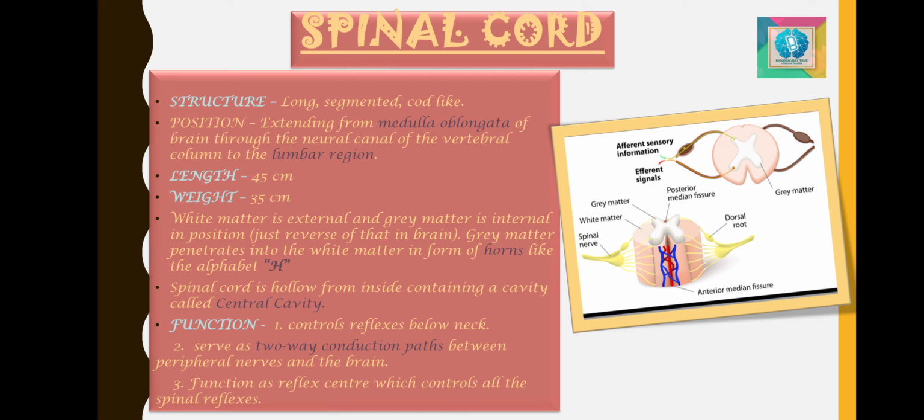But in the spinal cord, the arrangement is reversed in comparison to the brain. The white matter is externally present while the grey matter is internal in position. The spinal cord is hollow from inside, containing a cavity which is termed the central canal. If we talk about the functioning of the spinal cord, it functions as a reflex center which controls all the spinal reflexes, and the spinal cord tracts serve as a two-way conduction path between the peripheral nervous system and the brain.